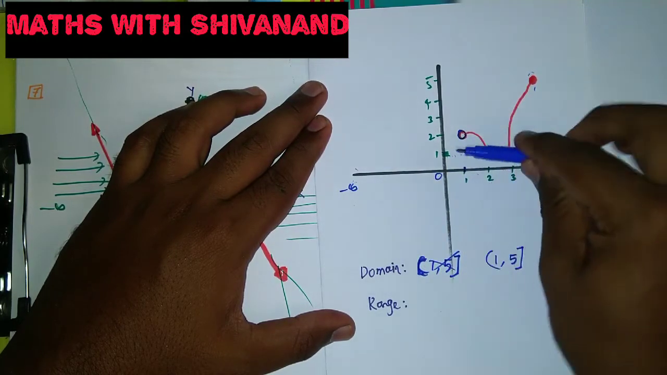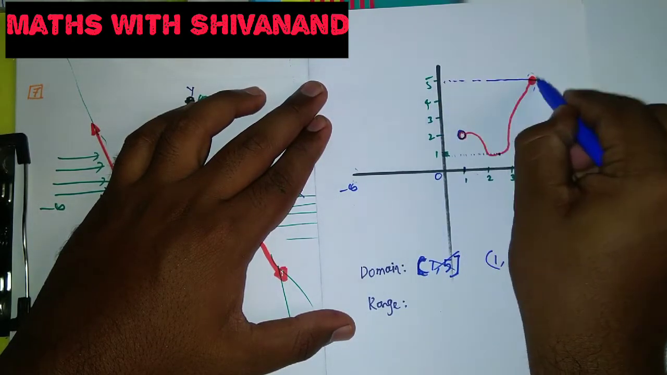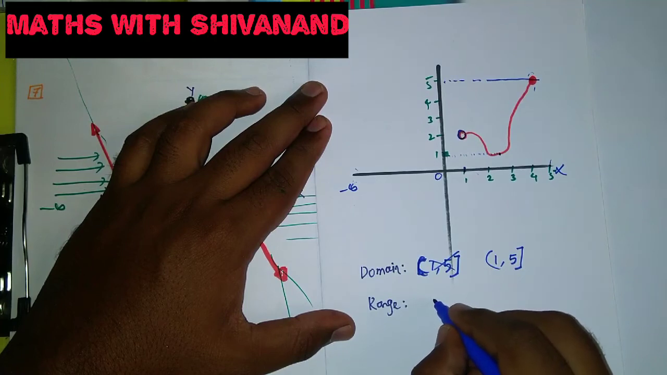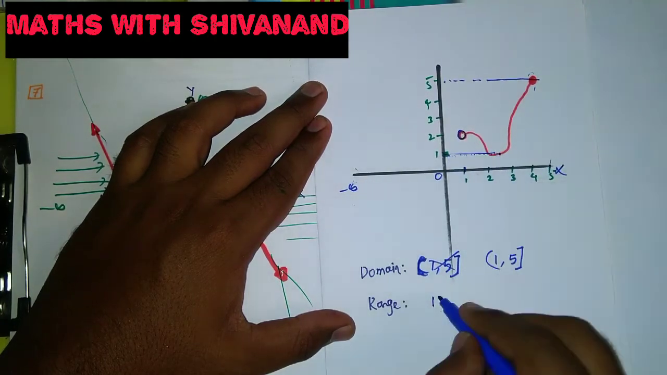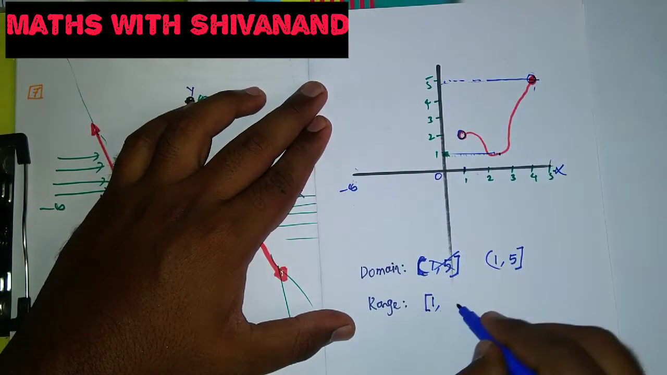Okay, and the highest is what here? Highest is at 5. Hence the range is what here? 1. 1 is included here. So closed interval of 1, and 5 is also included here. 1 to what here?